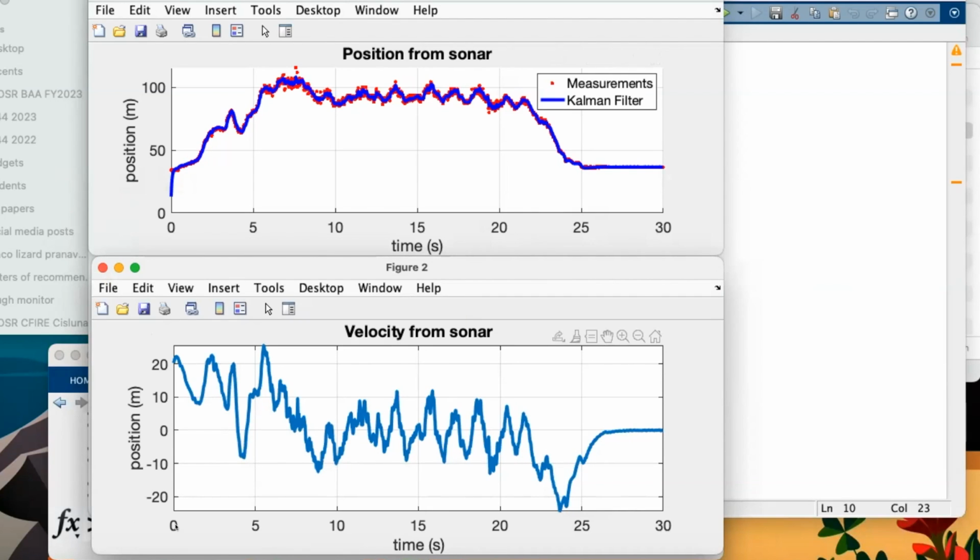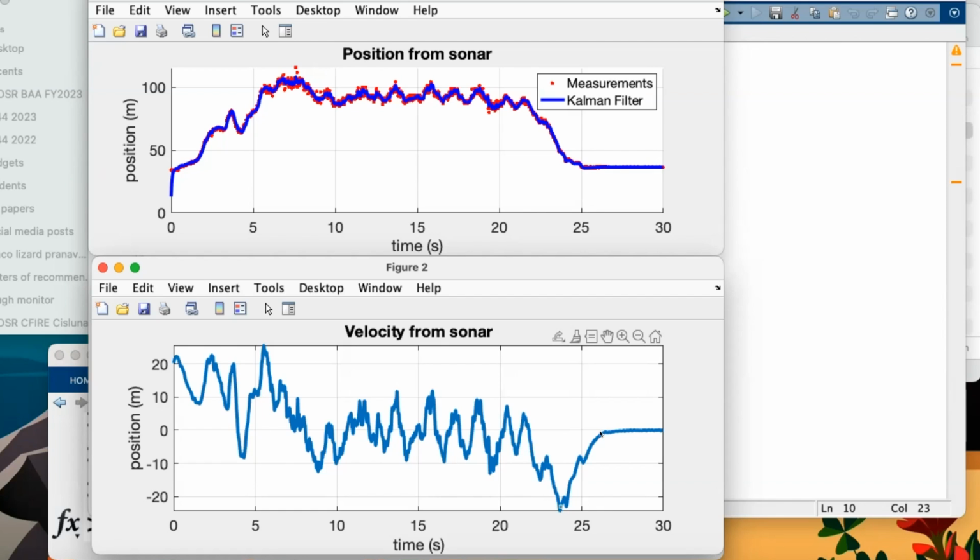The velocity that's also estimated is shown down here at matching time. So we would expect this thing is going up, so the velocity is positive, and then it's sort of hovering around 0, and then it should go down and hover around 0. And that's what we see. This says position, but this should be velocity. This is velocity starting positive, and then it sort of hovers around 0.